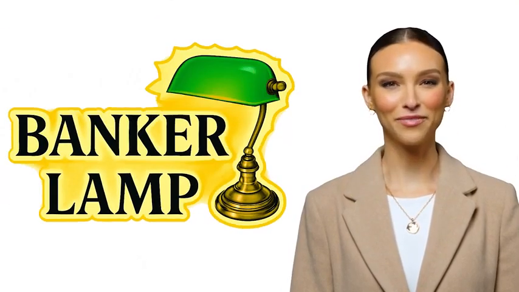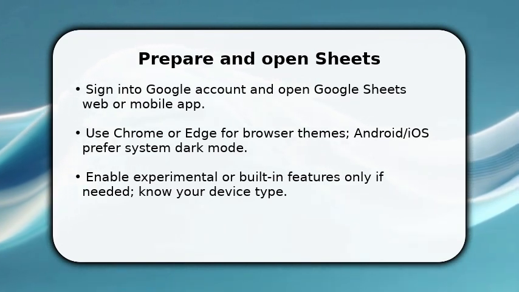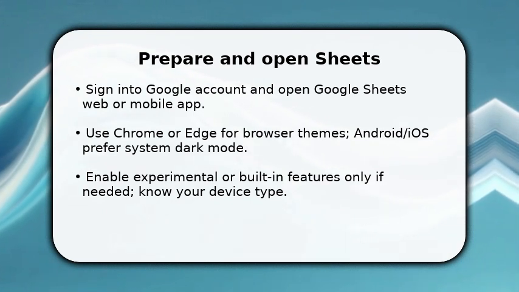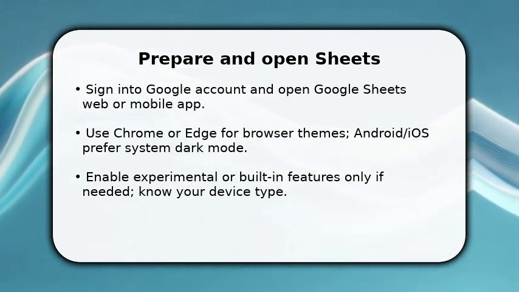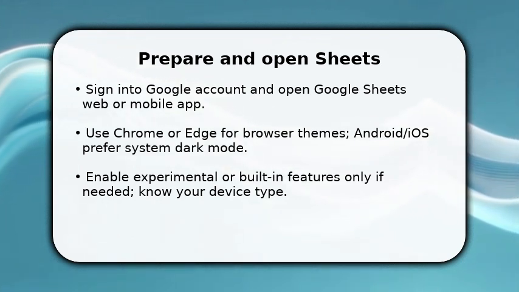Please enjoy the video. You'll start by opening Google Sheets while signed into your Google account. This ensures settings sync across devices. If you're on desktop, use Chrome or Edge so browser themes integrate smoothly. On mobile, set System Dark Mode first to influence the app.